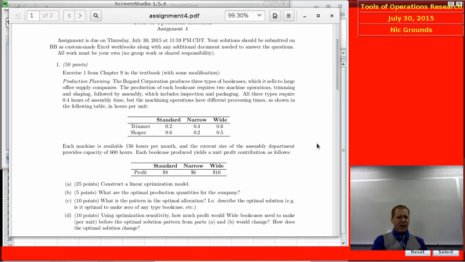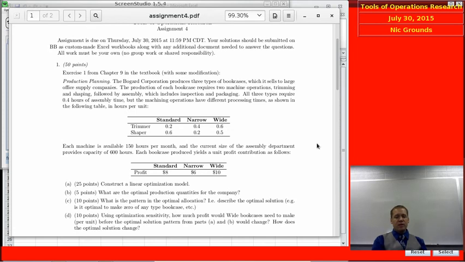So I have assignment 4 here on the screen. The first problem, so both of these are word problems, descriptions of a situation in which linear optimization is going to play a role in determining what kind of solution or what kind of decisions would be optimal to make. Okay, so in this case, a company's producing bookcases. They have 3 different types: standard, wide, and narrow, that they sell.